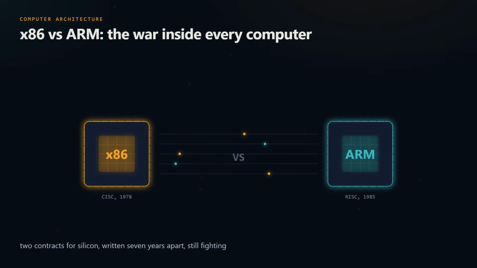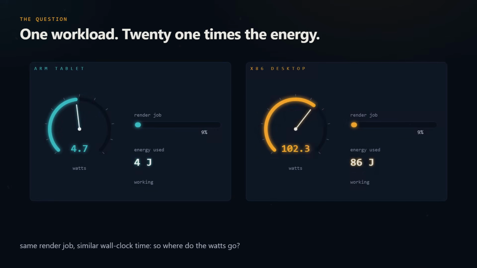x86 versus ARM. Two instruction sets, born 7 years apart, that split computing in two. Today we take both of them apart, down to the bytes, and find out what actually separates them, and what never did. Here is the puzzle.